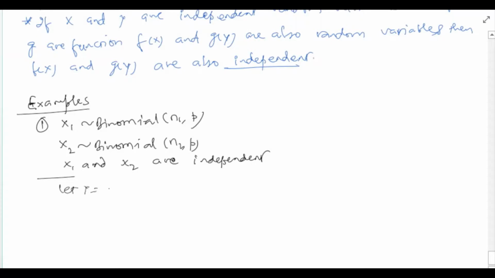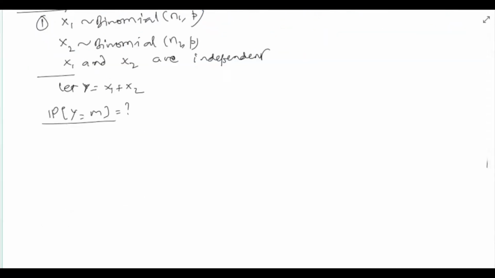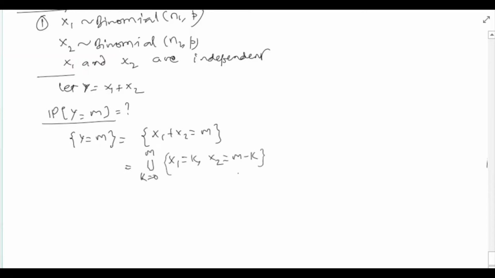Let y be x1 plus x2. We are interested in the probability mass function of y. That is, we are interested in the probability that y will be some number m. Notice that y equal to m is equivalent to x1 plus x2 equal to m, and this latter event is a union of disjoint events, for k equals 0 to m, x1 equals k, x2 equals m minus k. If any of these events happen, the above event would also happen.